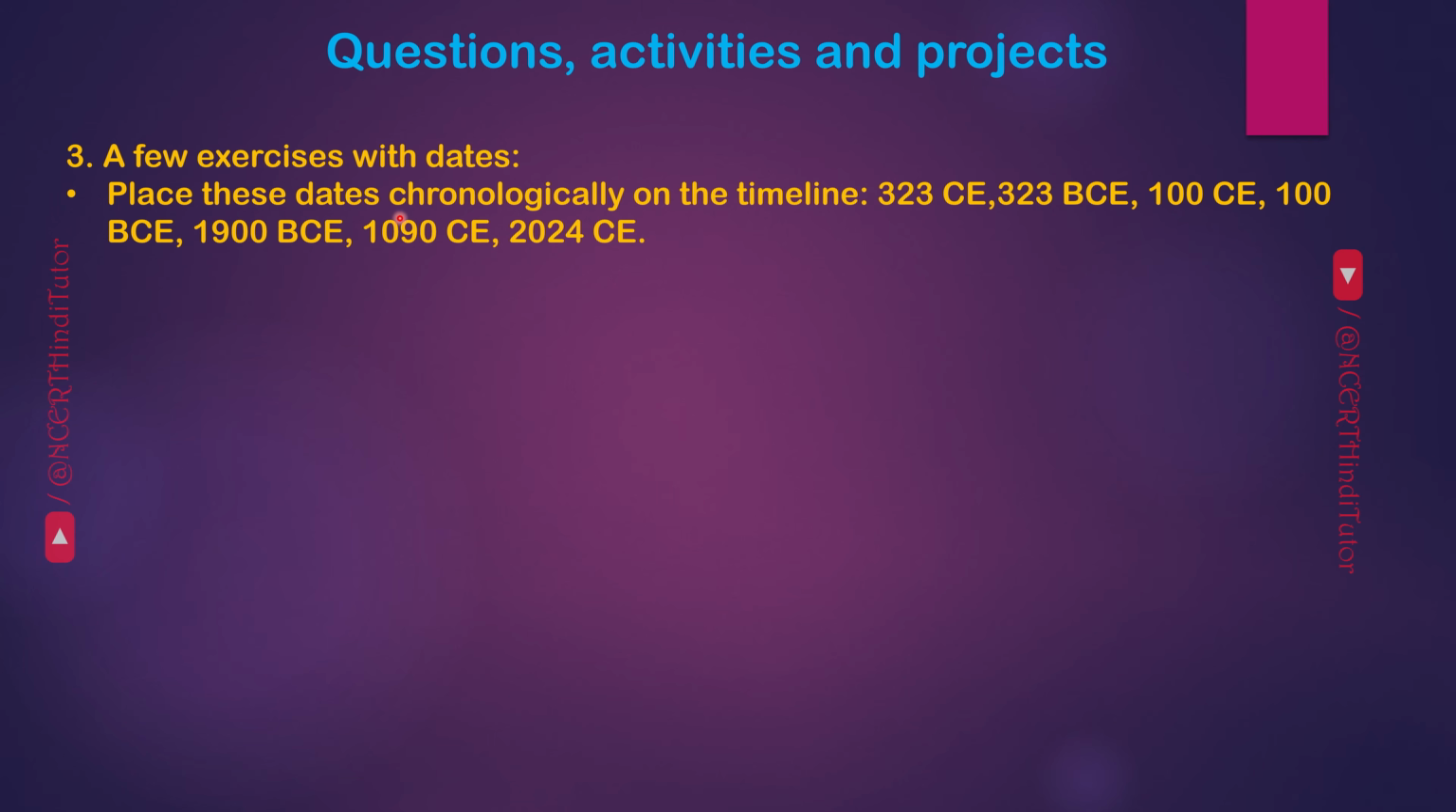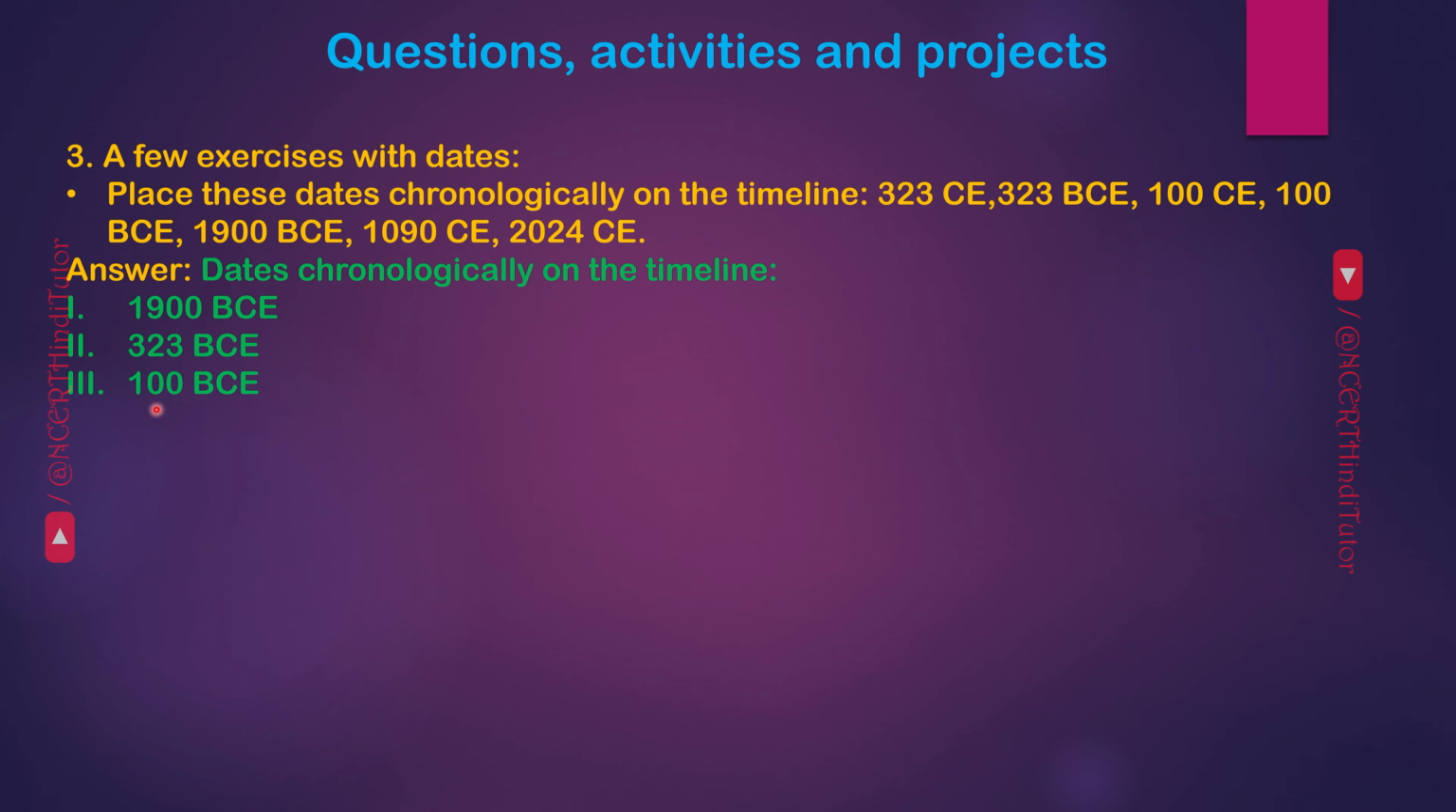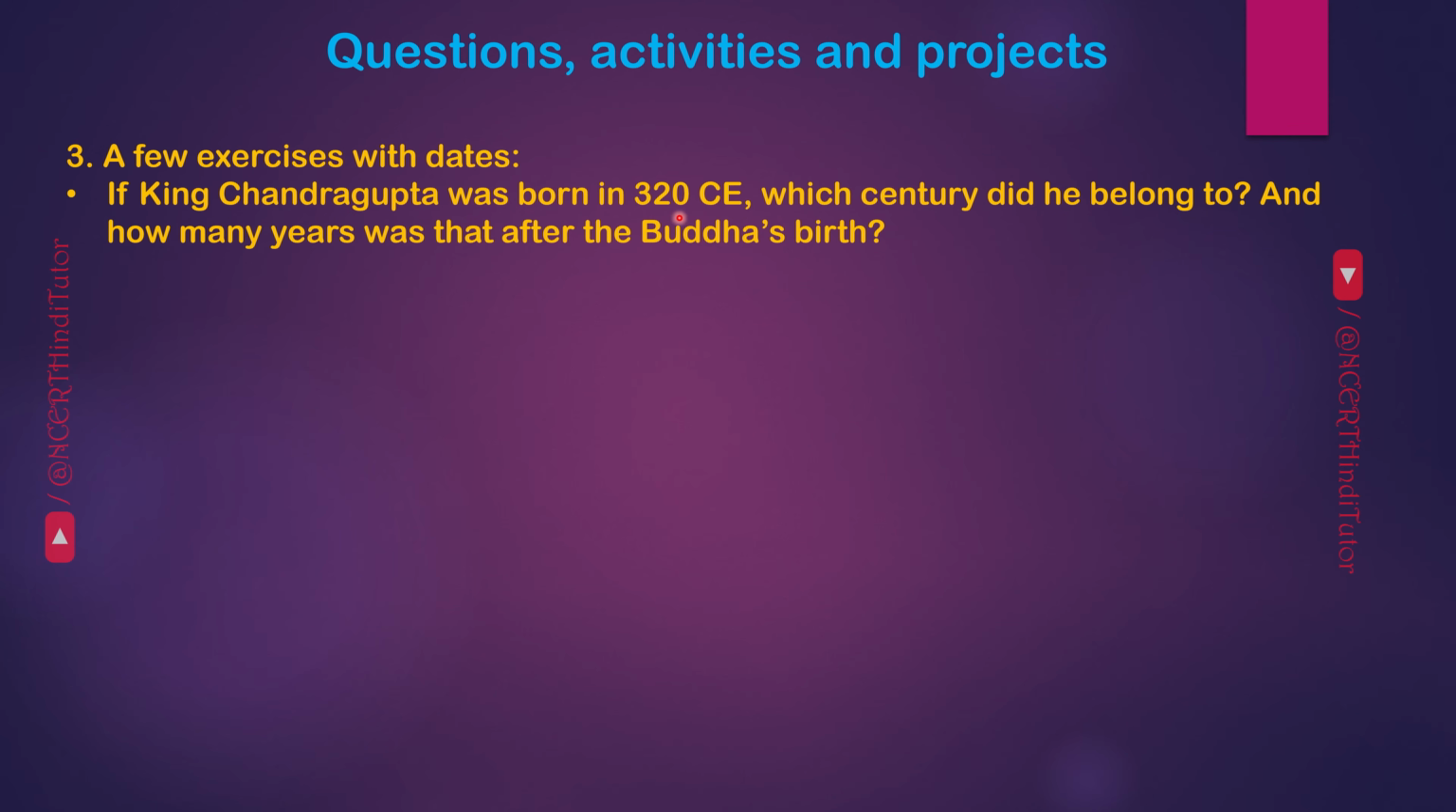First, place these dates chronologically on the timeline: 323 CE, 323 BCE, 100 CE, 100 BCE, 1900 BCE, 1090 CE, 2024 CE. Answer: First, 1900 BCE, second, 323 BCE, third, 100 BCE, next 100 CE, next 323 CE, next 1090 CE, next 2024 CE.